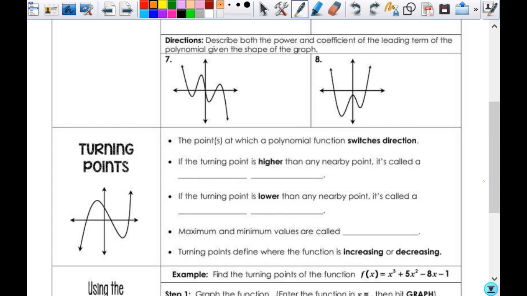Odd, because it's different, right? It's off. So this is going to be an odd power. Would that leading coefficient be positive or negative? Negative. Good. Odd power, negative coefficient.